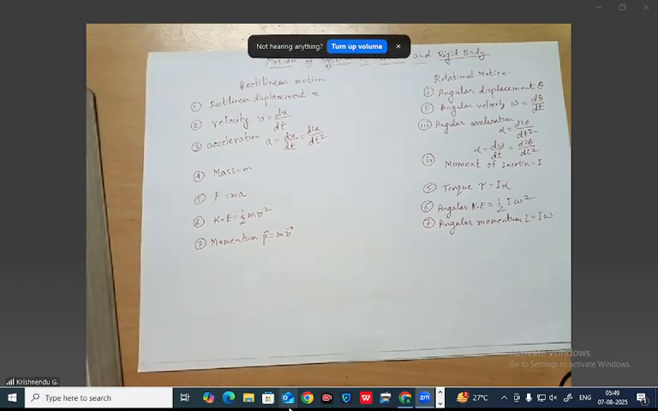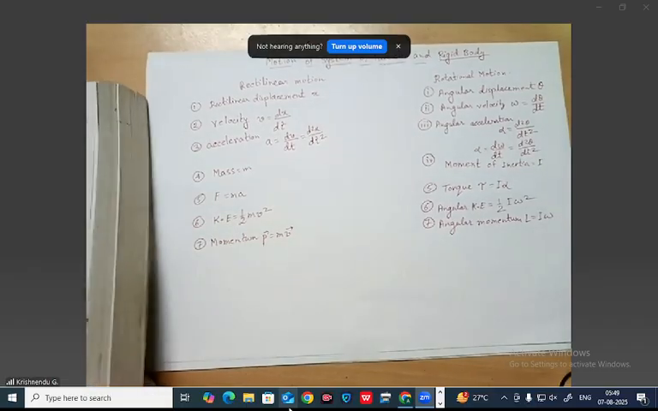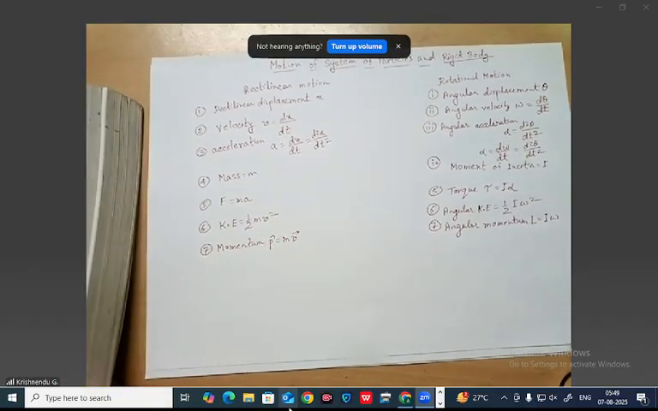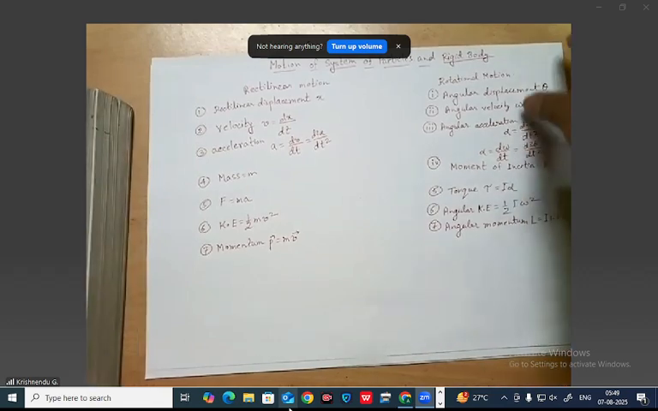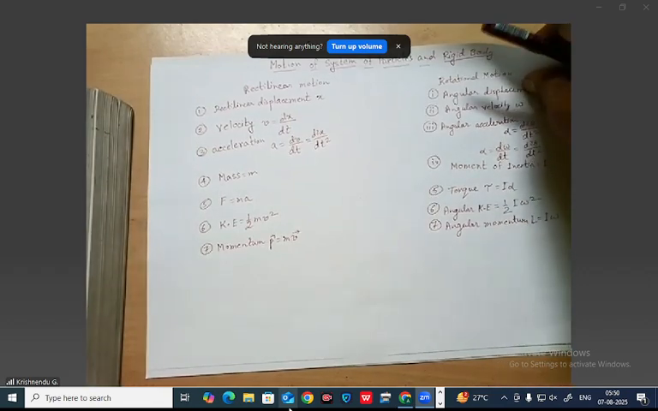Now we learn about the major things about center of mass. What is the center of mass and how can it be defined? Let us find out how we define the center of mass.